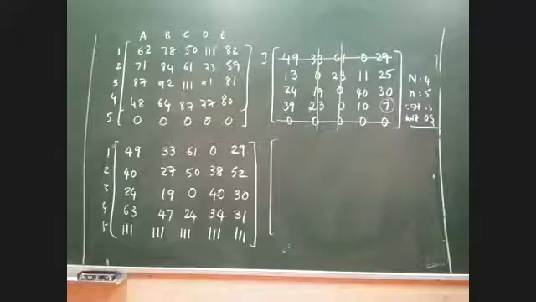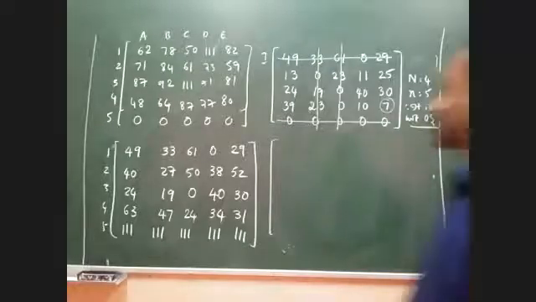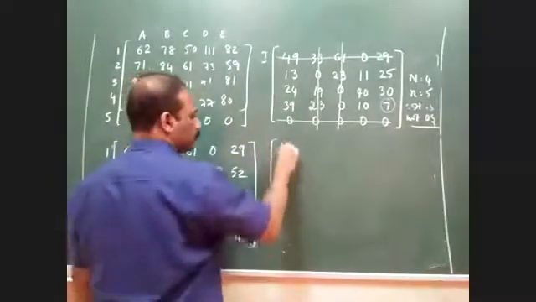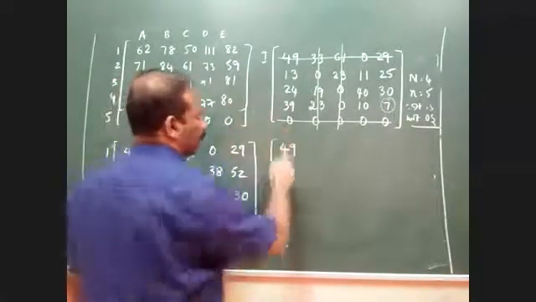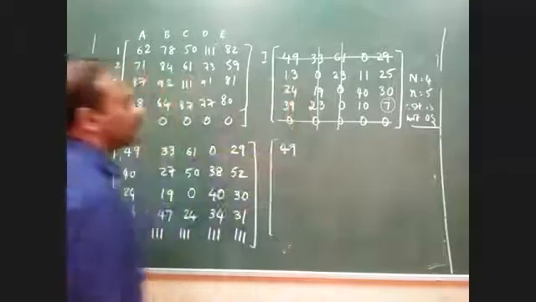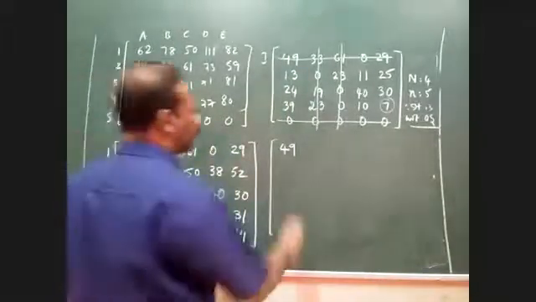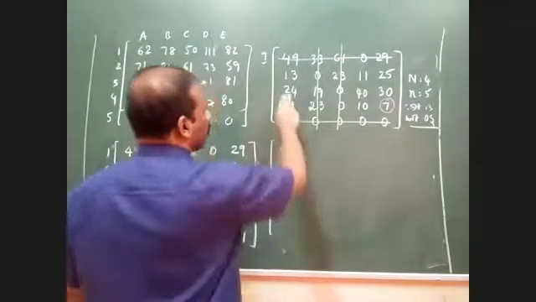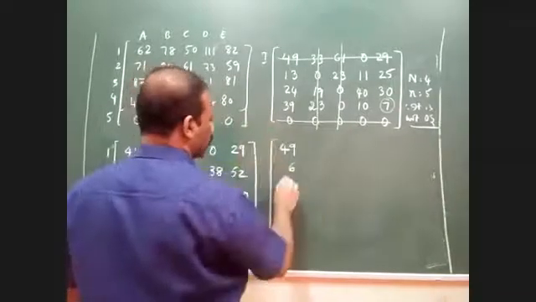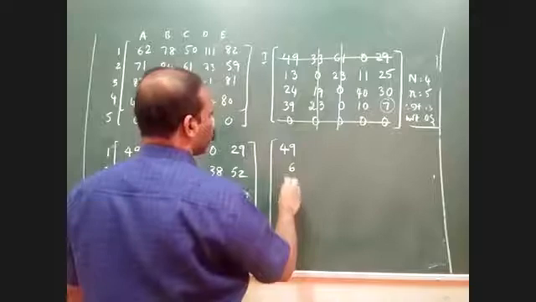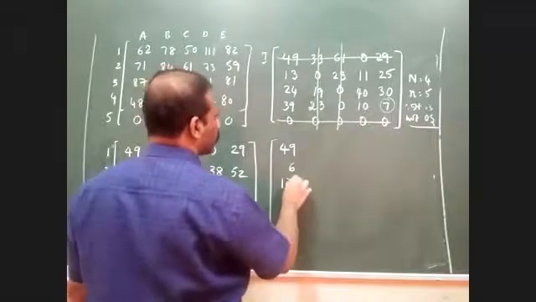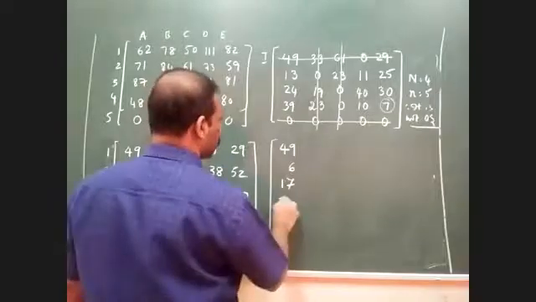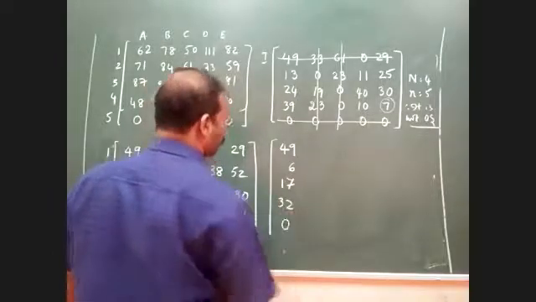Okay, can you please quickly tell me the calculations now? I'll take it from the first column onwards. So this becomes 49. And how about this? 13 minus 7 becomes 6. And 24 minus 7 becomes 17. And then 39 minus 7 is 32. And 0 remains as it is.